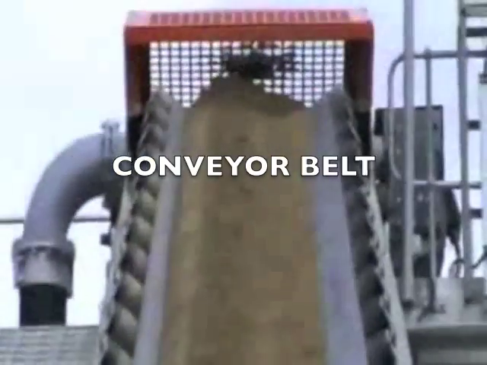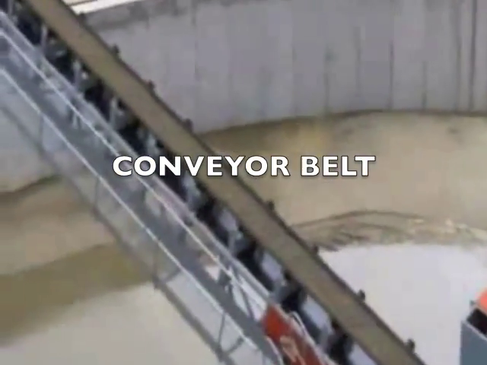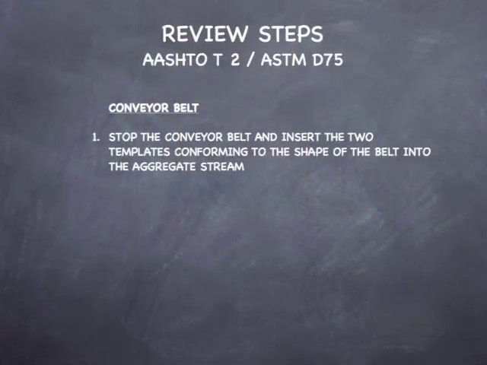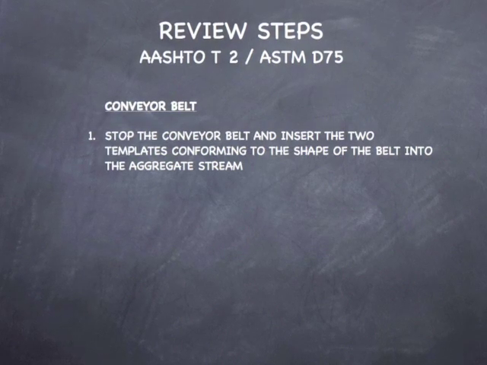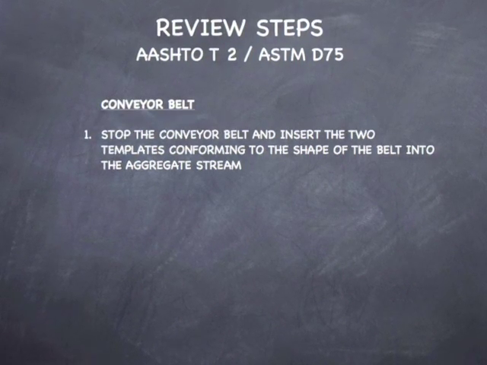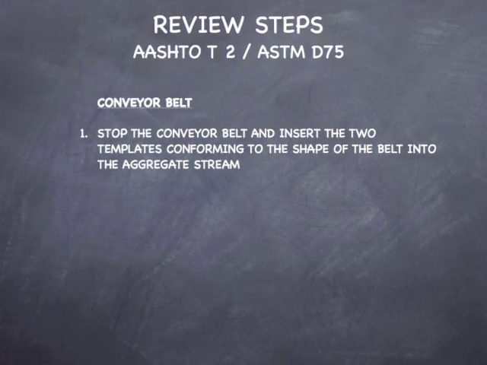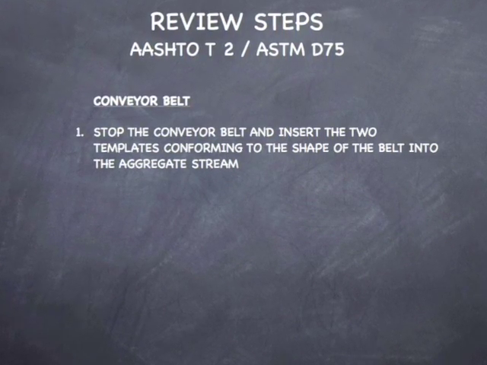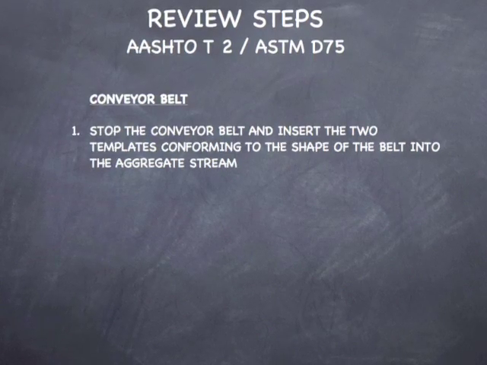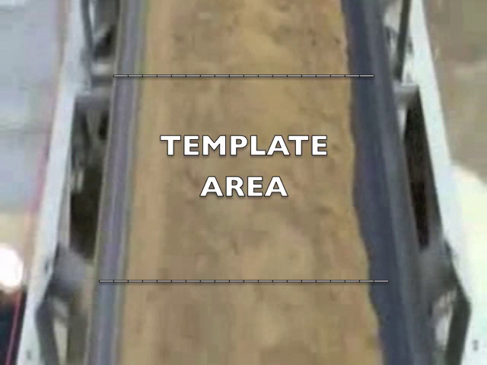We will now review how to obtain a sample from a conveyor belt. First, we want to stop the conveyor belt and insert 2 templates that conform to the shape of the belt into the aggregate stream. We want to space the templates so that the material in between will yield a sample of the required mass.